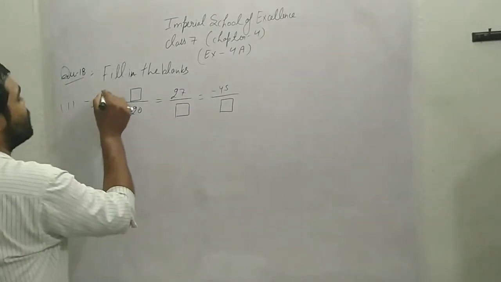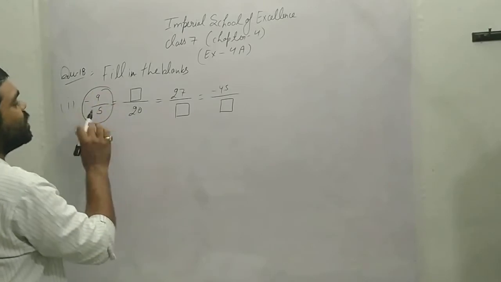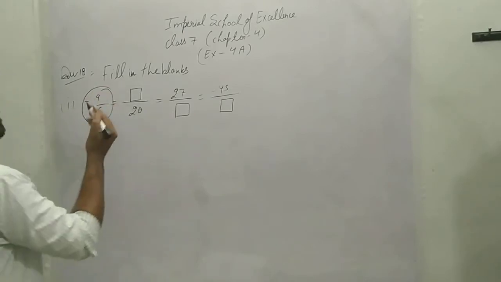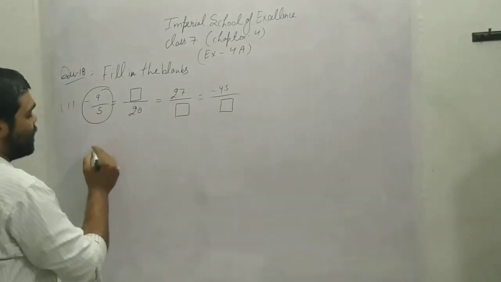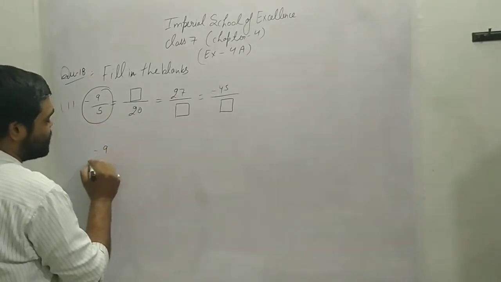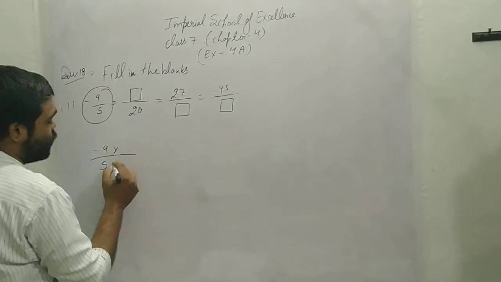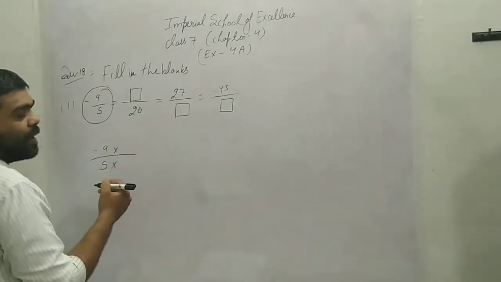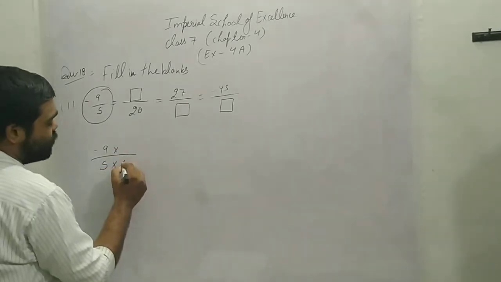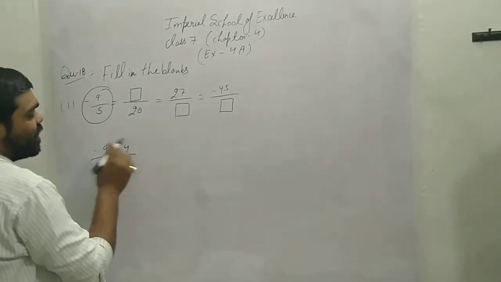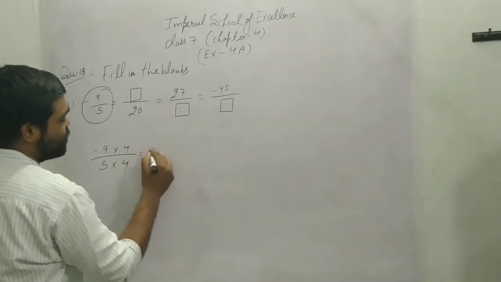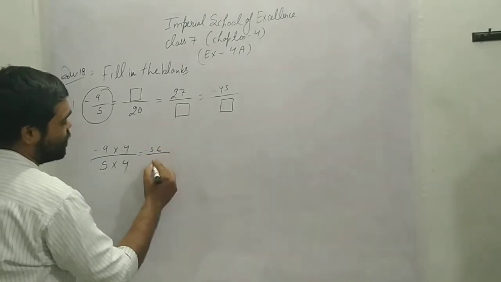Okay, you have to work with this number. आपको इस नंबर से वर्क करना है. इसके ऊपर 5 के हाउ मेनी टाइम्स डज 20 कम इन द टेबल ऑफ 5? It means 4. -9/5 into, the multiply sign, and you have to put 4 in the numerator also. 9 4s are 36, -36 upon 5 4s are 20.